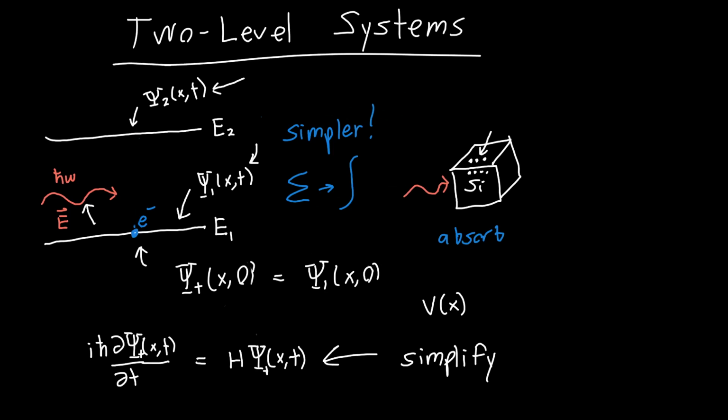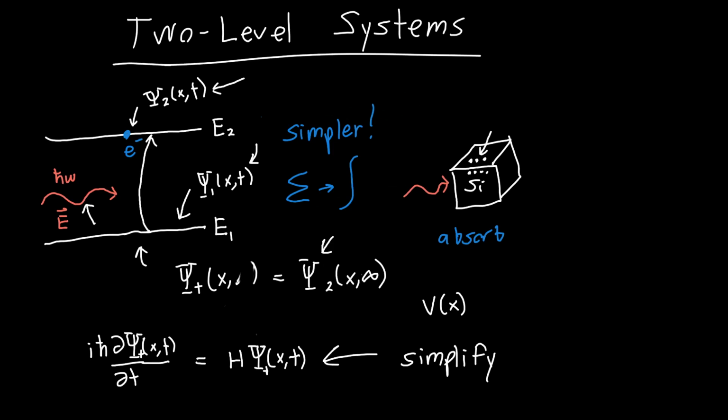Eventually, we expect that our wave function will become just Psi2 of x and t, so let's call this x and infinity. After a very long time, we expect a photon to get absorbed, and the wave function to become Psi2, which would correspond to an electron in this energy state E2. So it's no longer in energy state E1. But we're actually interested in what happens in between, as the electron is making its transition from state 1 to state 2.